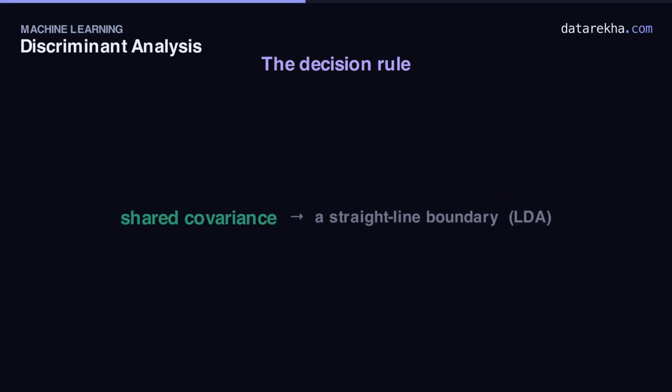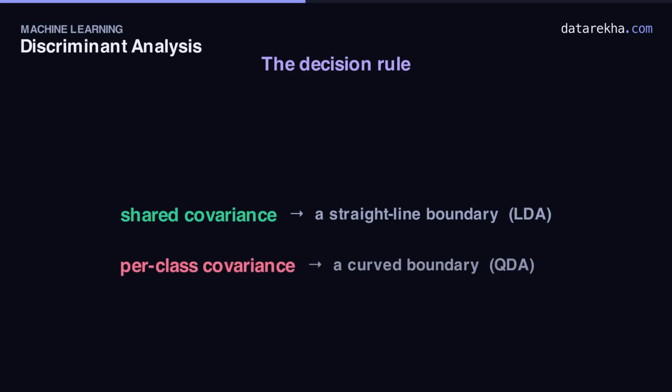One fine print assumption sits underneath. LDA assumes the two classes share the same covariance shape and are roughly bell-shaped. Under that assumption, the boundary is a straight line. Let each class keep its own covariance instead. And the cousin method, quadratic discriminant analysis, QDA, bends the boundary into a curve. More flexible, but it needs more data to pin down.